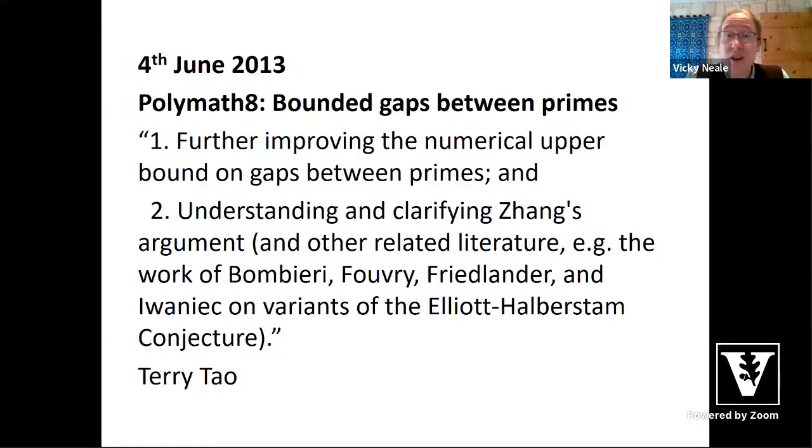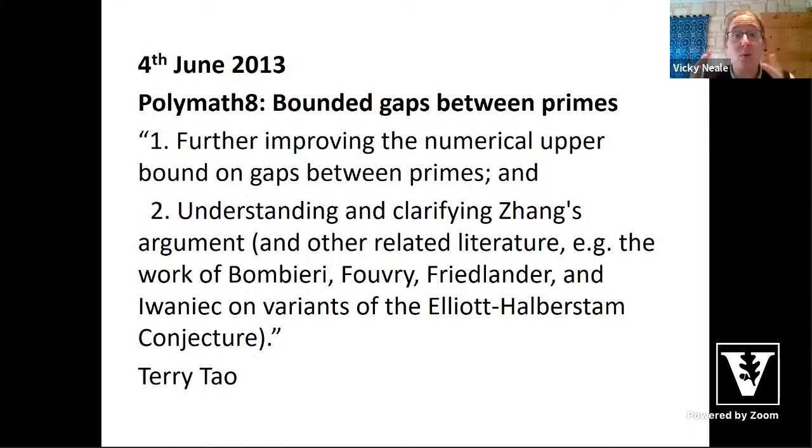And this is all still online. So you can Google for Polymath Bounded Gaps Between Primes. You can search online for it. I've put the two aims here of the project because the first aim was kind of improve on 70 million. Can we make that closer to 2 for the twin primes conjecture?